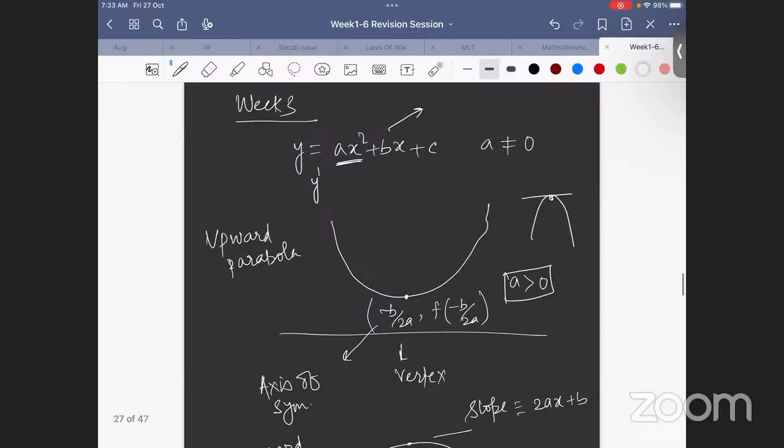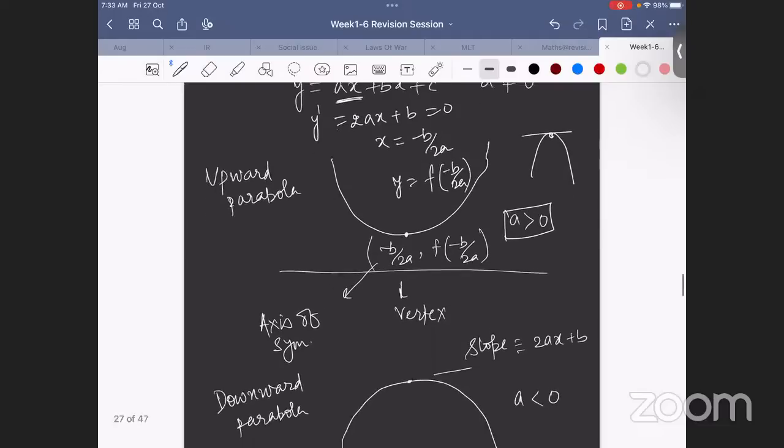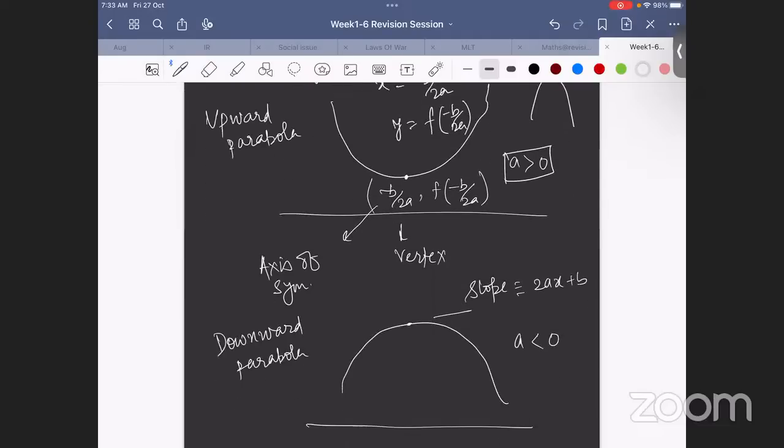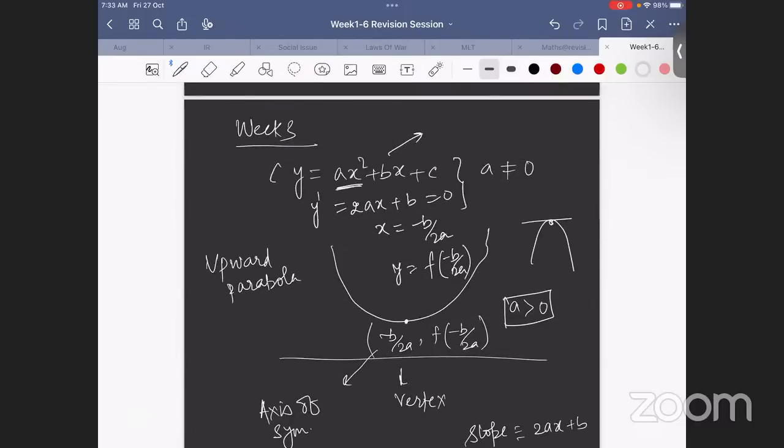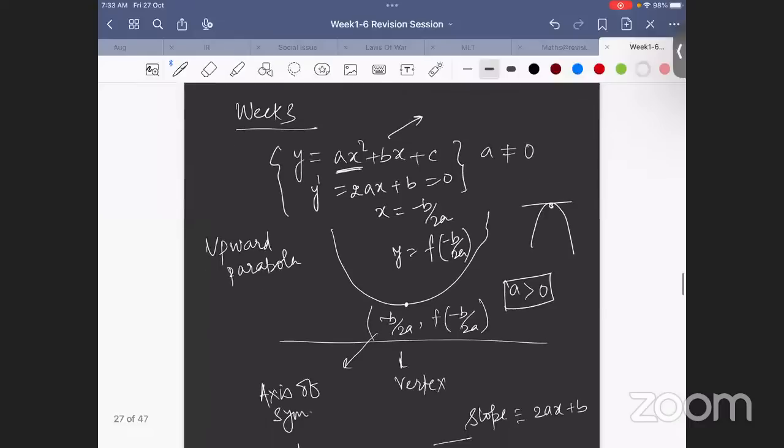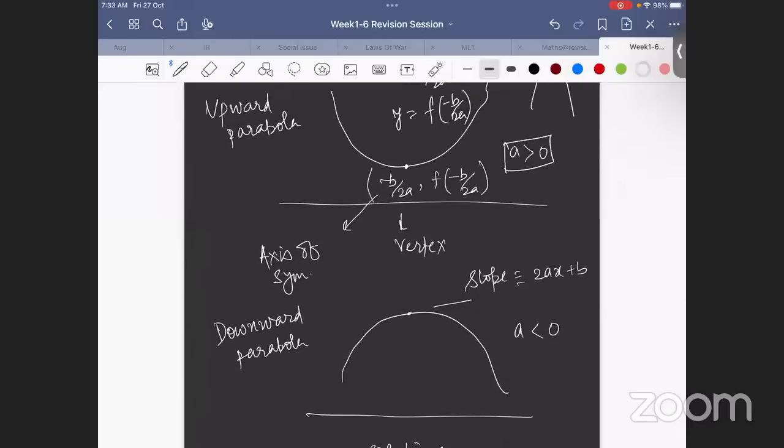You can do it by differentiation also. 2ax plus b equals 0, and then you get x equal to minus b by 2a. And how will you get the y coordinate? You can just put this value in the function to get the y coordinate. So this is the vertex that you should know. You can't have any excuse to not remember this, or you know the method to get it. But if you didn't study differentiation, just remember minus b by 2a and then f of minus b by 2a as the vertex. This will help you everywhere in the questions.